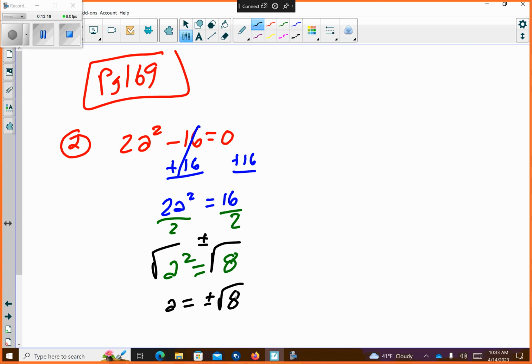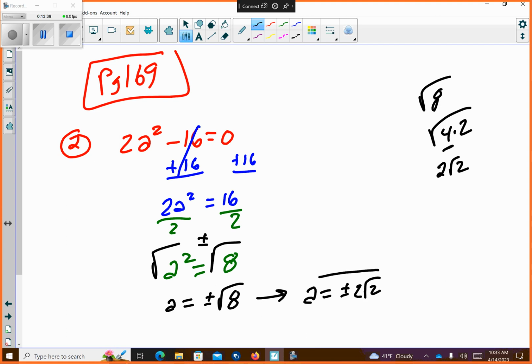Why am I saying you're only getting 2 of the 3 points at this point? I could break down the 8. So root 8 is going to break down to root 4 times 2. Square root of 4 is 2, so I get 2 square root 2. So this answer is a equals plus or minus 2 square root 2.